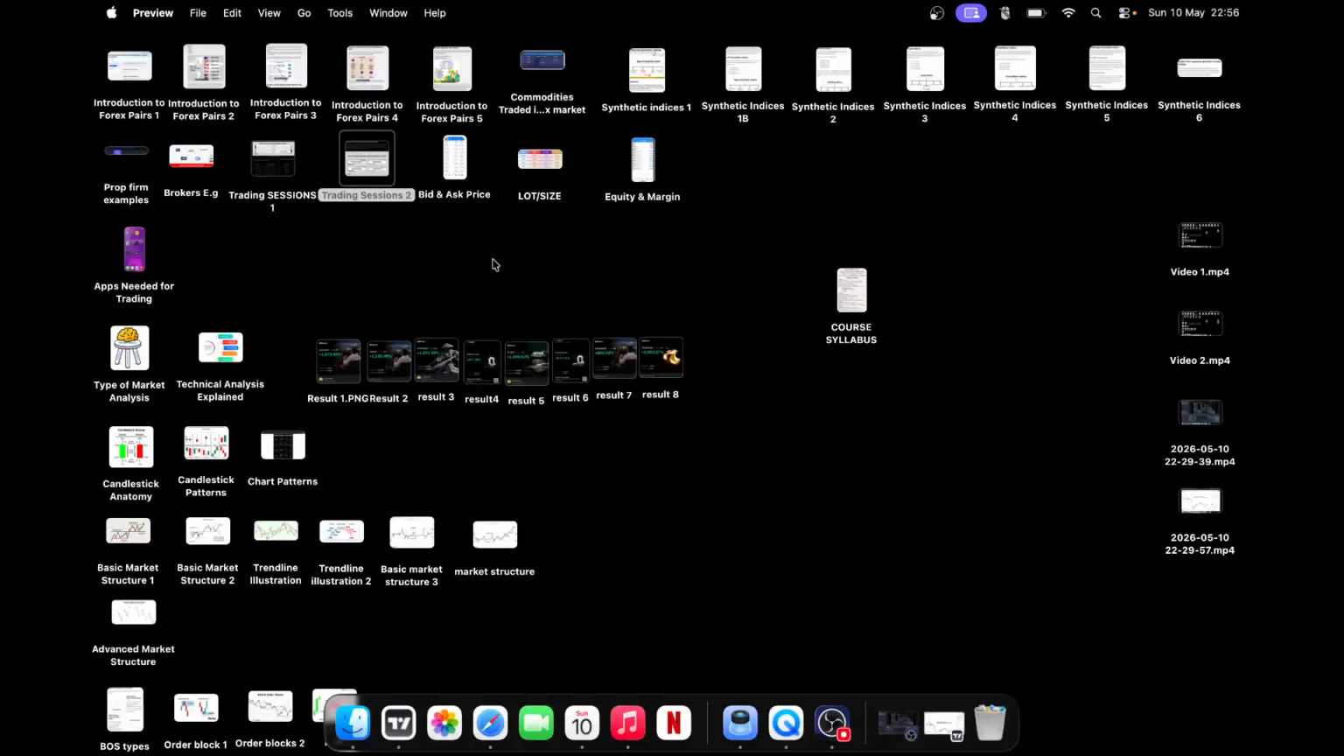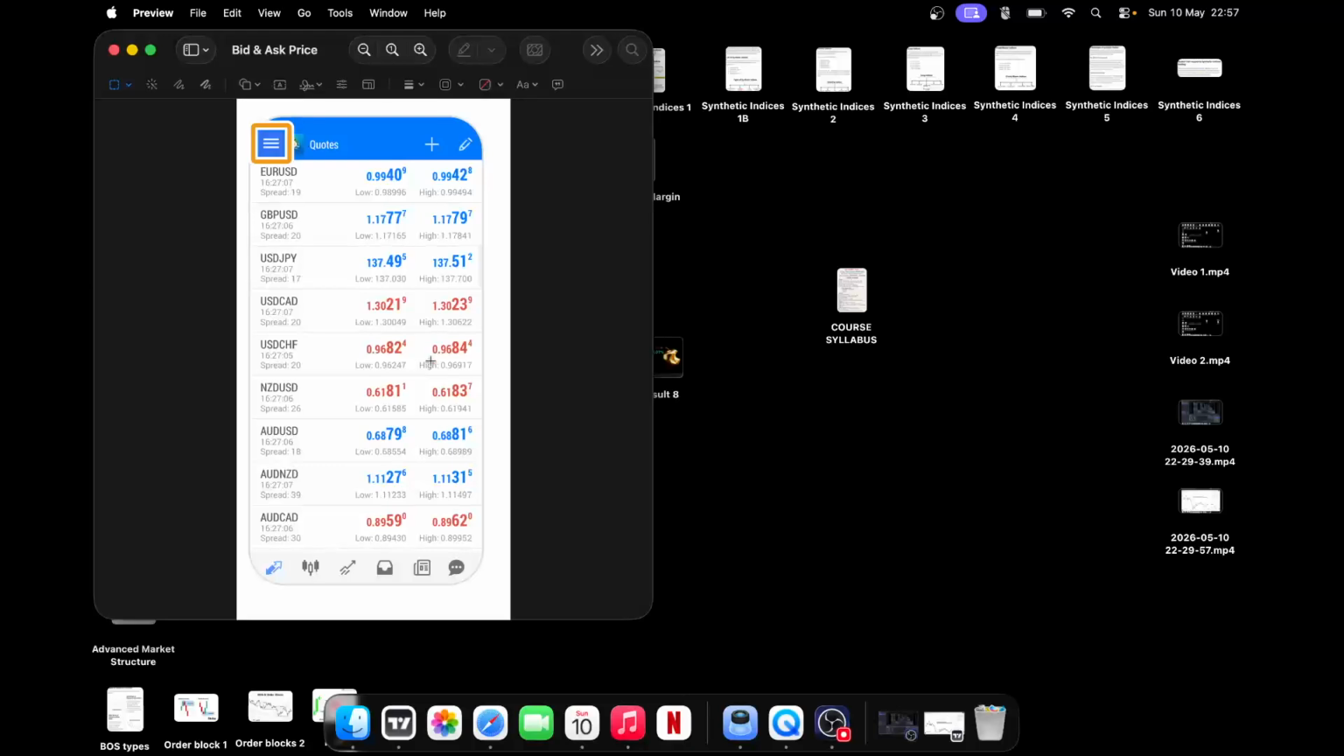Other terminology that I still want to tell you about is what we refer to as bid and ask price. If you open your MT5, you are going to see something like this. You'll be like, what are all these things? I don't understand. You can see that the decimals of this one, 40 and 42, are very high compared to the others. This is the price you want to buy EUR/USD. This is the price you want to sell EUR/USD.